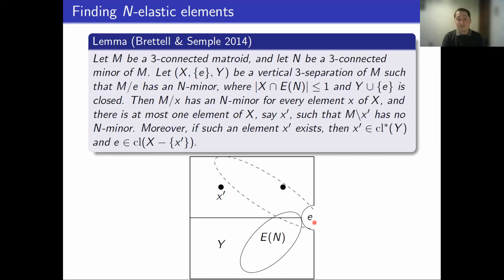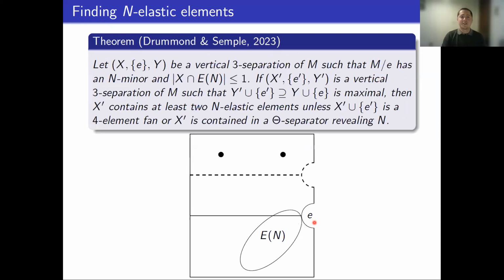And that, after a fairly small amount of hullabaloo, when combined with our knowledge of elastic elements and vertical 3 separations, gets you our splitter theorem. So this is actually the precursor to our splitter theorem. So if you've got a vertical 3 separation such that M contract T has the N minor, it goes on one side mostly, and you take a maximal vertical 3 separation containing Y union E, then the small side contains at least 2 N-elastic elements, unless we're in the familiar situation of being a 4-element fan or contained in a theta separator revealing N.